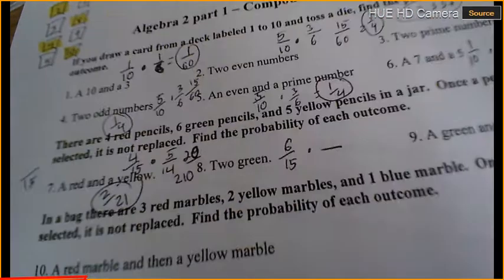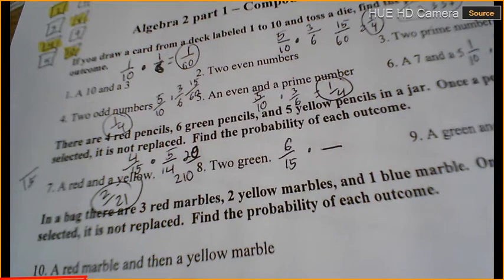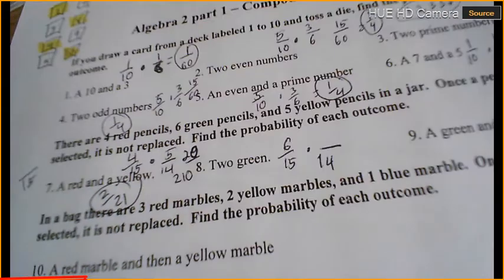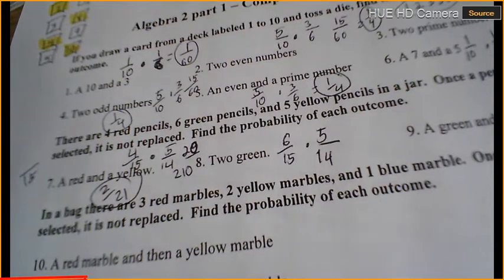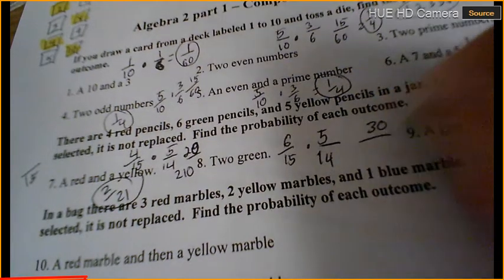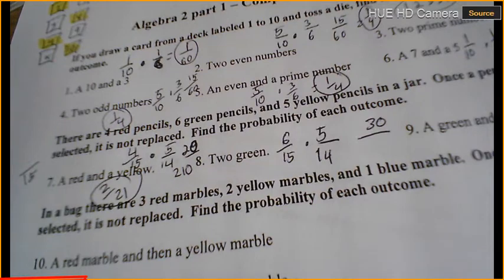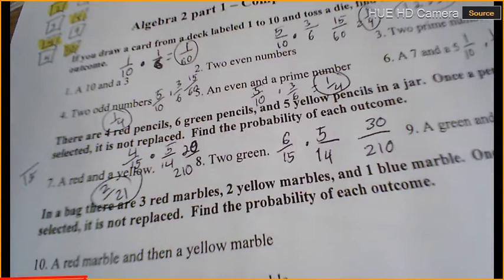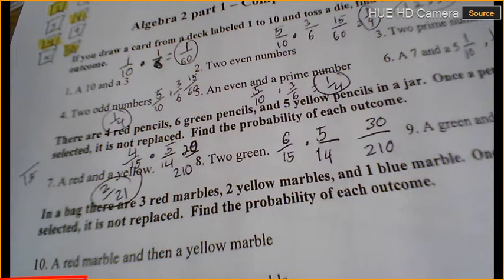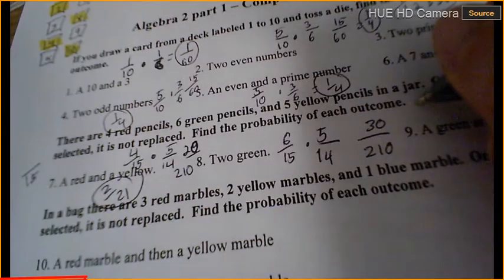Now the next, I've taken a green out. So, how many pencils do I have left? If I take 1 pencil out, I have 14. And I've taken 1 green. So that means 5. 6 times 5 is 30. Yeah. 15 times 14 is 210. So I get 1/7.